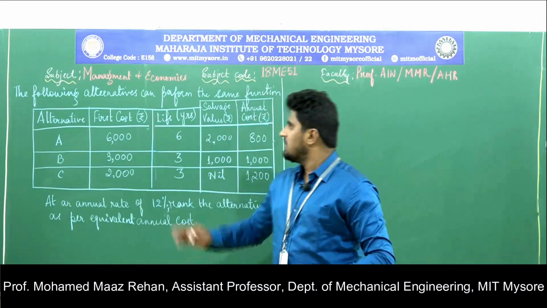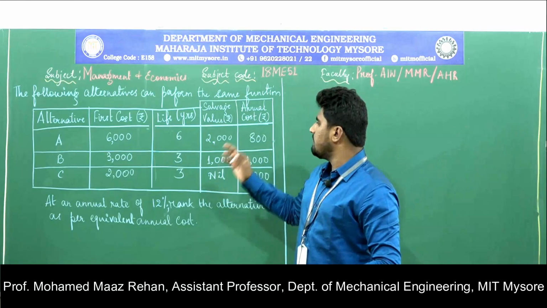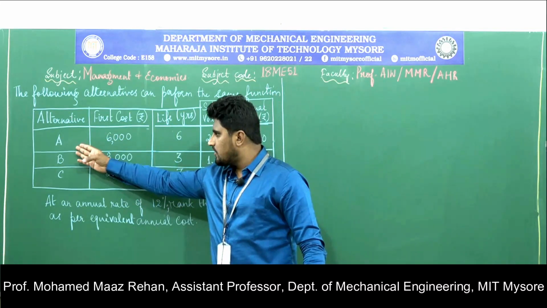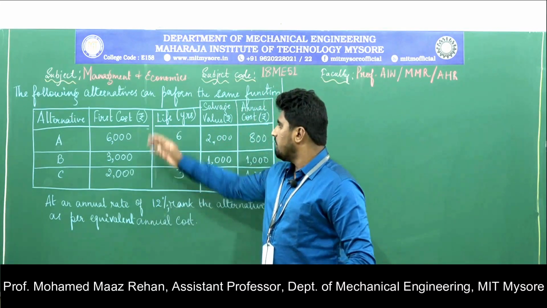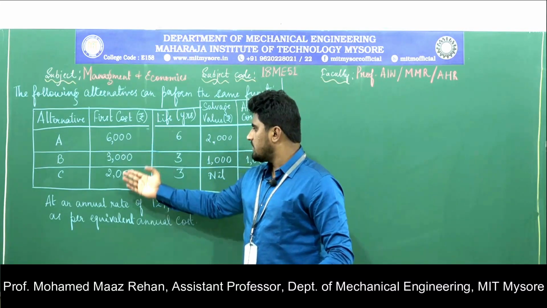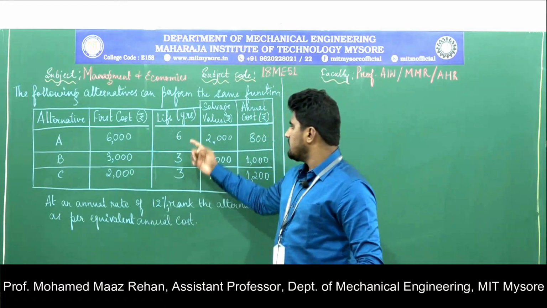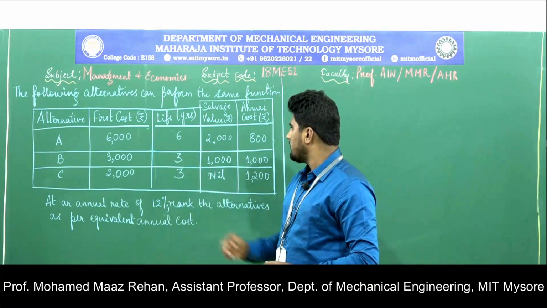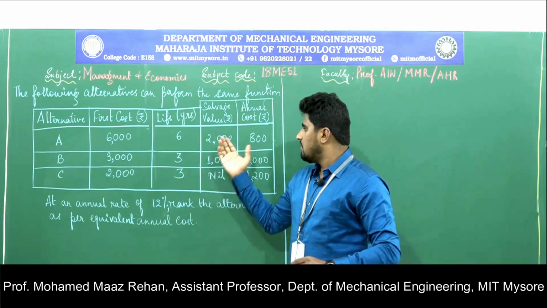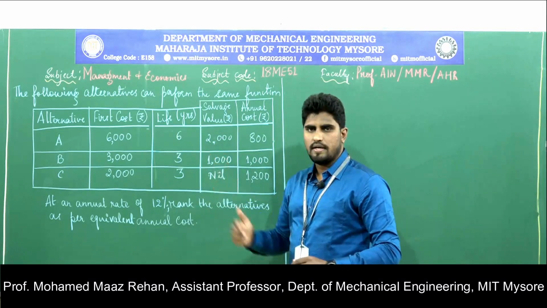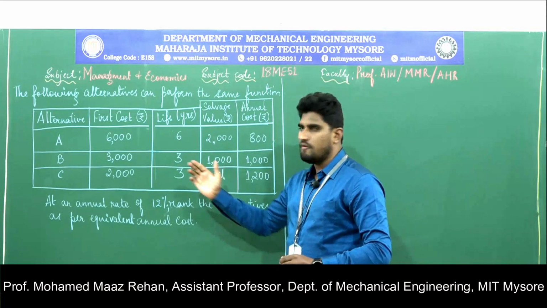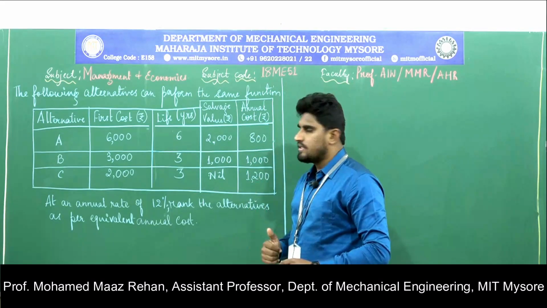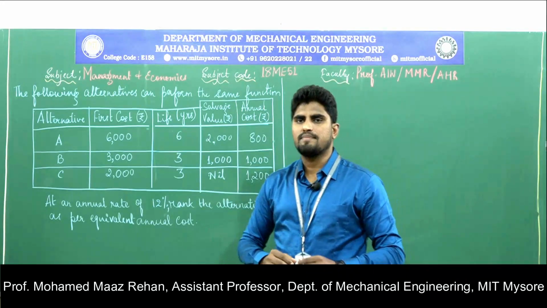The next problem is: the following alternatives can perform the same function. Here in the problem they have given alternatives A, B, C. First cost is 6,000, 3,000, 2,000. Life is 6 years for alternative A, 3 years for alternative B and 3 years for alternative C. The salvage value they have given is 2,000 for alternative A, 1,000 for alternative B and nil, no salvage value, for alternative C. And annual cost they have given 800, 1,000, 1,200 for A, B, C respectively.